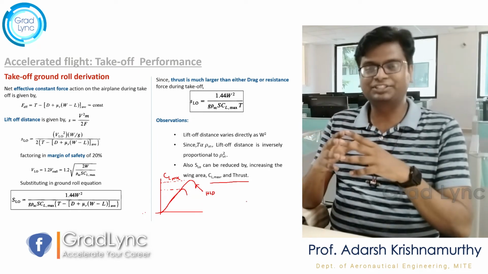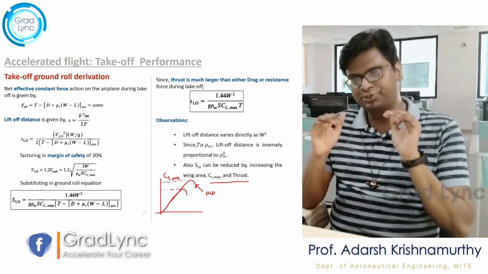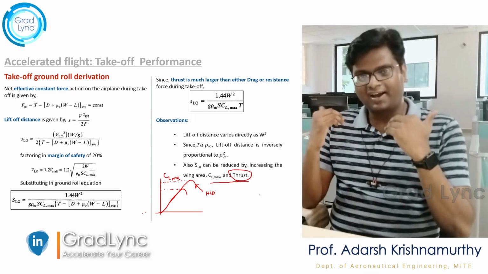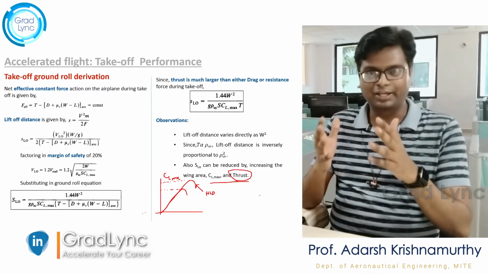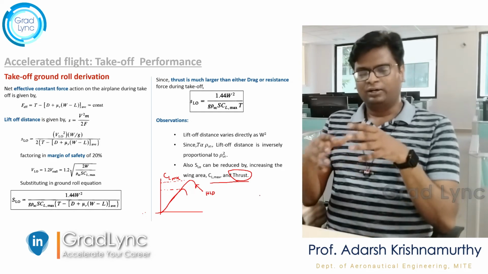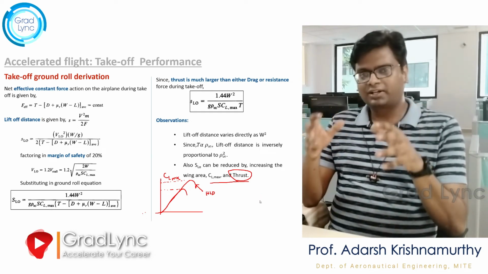And of course, the thrust value I can change. As a pilot, I will push it to the maximum, because the higher the thrust, the minimum will be the takeoff distance. Now, till now, we understood how to calculate the ground roll.